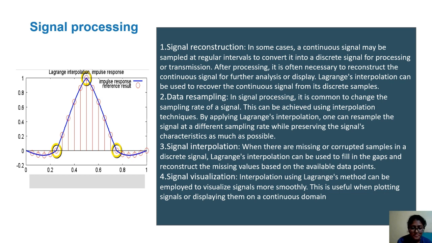Signal visualization. Interpolation using Lagrange's method can be employed to visualize signals more smoothly. It is useful when plotting signals or displaying them on a continuous domain. That is, smoothing signal visualization, which is used for plotting and displaying it.